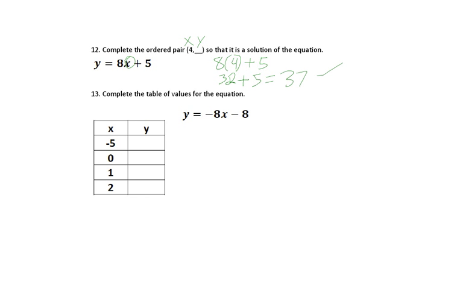Question 13 is going to work the exact same way. Here's what makes 13 different from 12. They give you a list of 4 numbers. Well, you're going to do the same thing. You're just going to do this 4 times. So, let's start from the top. Negative 5. So that's going to go negative 8 times negative 5 minus 8. Well, negative 8 times negative 5 is 40. 40 minus 8 is 32. That's your first answer.